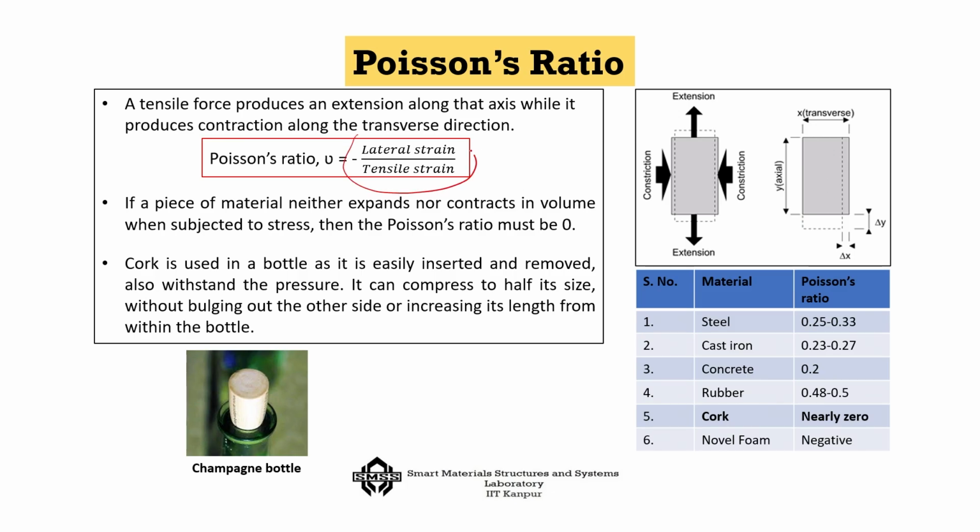In fact, when people defined it, they had no idea that there can be systems which will go just the other way around. Okay. So, I just give you one very simple example, but today there can be synthetic systems where Poisson's ratio can be negative.